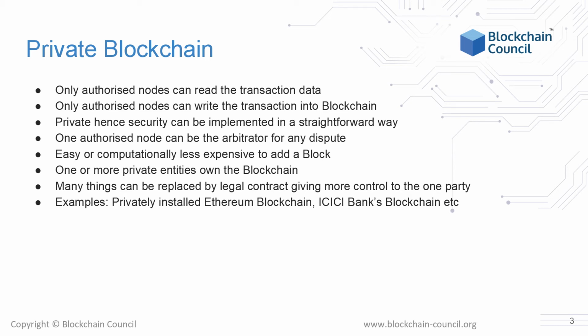So now you know that the private blockchain is for those who want to have more control over the blockchain, who want to be the authority governing the blockchain. An example of private blockchain is RecordsKeeper blockchain that has been created by us, or the ICICI blockchain that has been created by the bank for their organization.